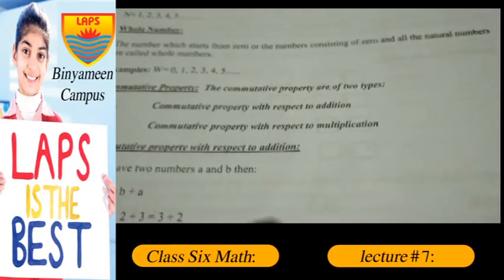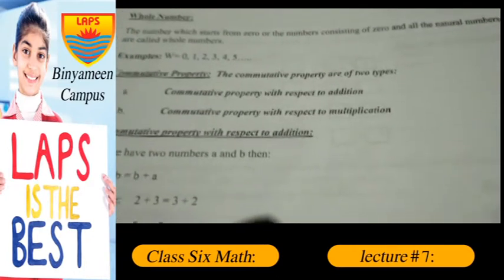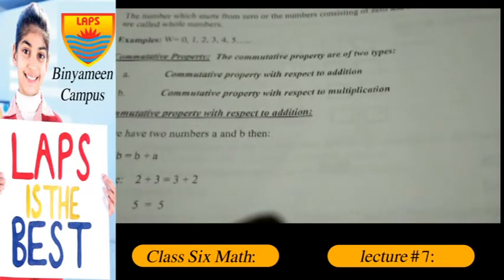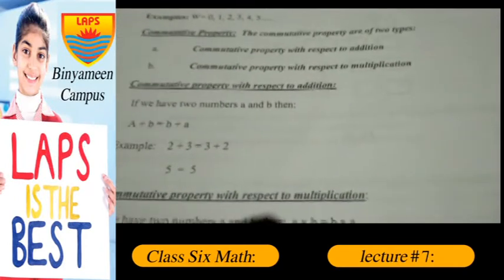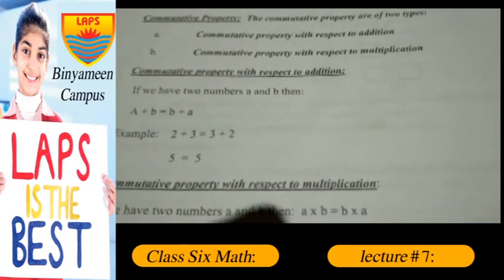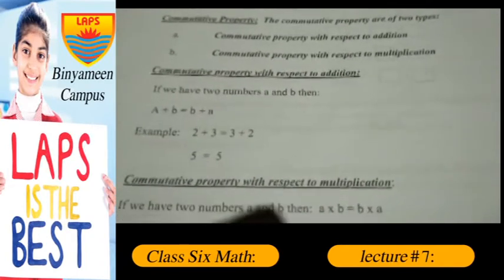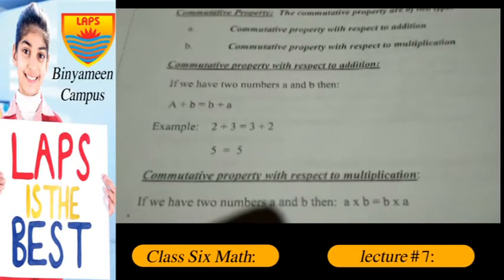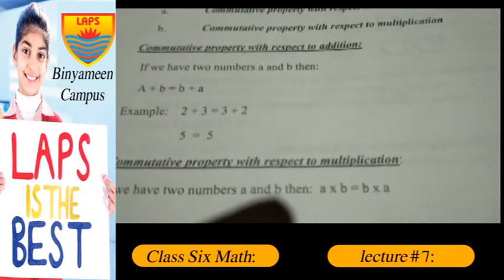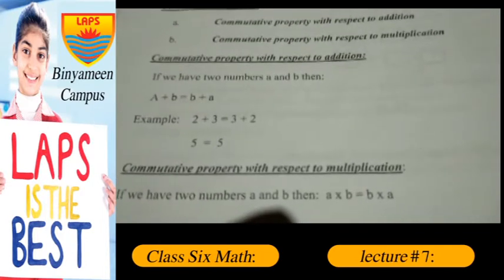Commutative property. Commutative property is of two types: commutative property with respect to addition, and commutative property with respect to multiplication. Commutative property with respect to addition, if we have two numbers a and b, you can write a plus b is equal to b plus a. Example, 2 plus 3 is equal to 5 and 3 plus 2 is equal to, respectively, 5.